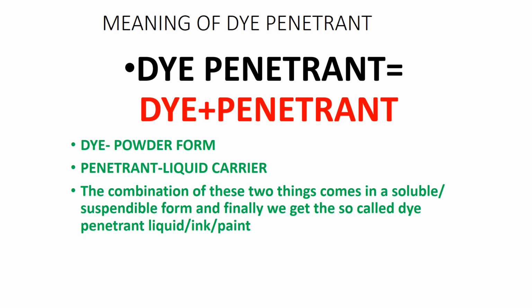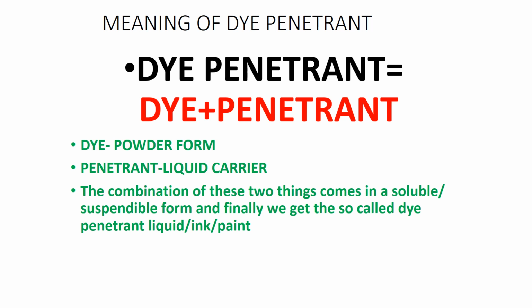Now, dye is a powder form. Dye is the powder form, the coloring agent. Whenever some old man is trying to make his hair black with dye powder, some kind of black color dye, the same kind of principle applies for dye penetrant also. Dye is the powder form. It adds the color to the penetrant. Penetrant is the liquid carrier.